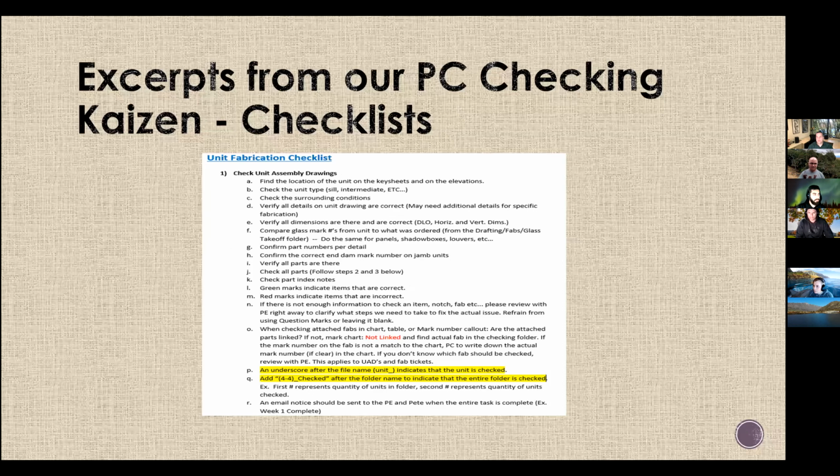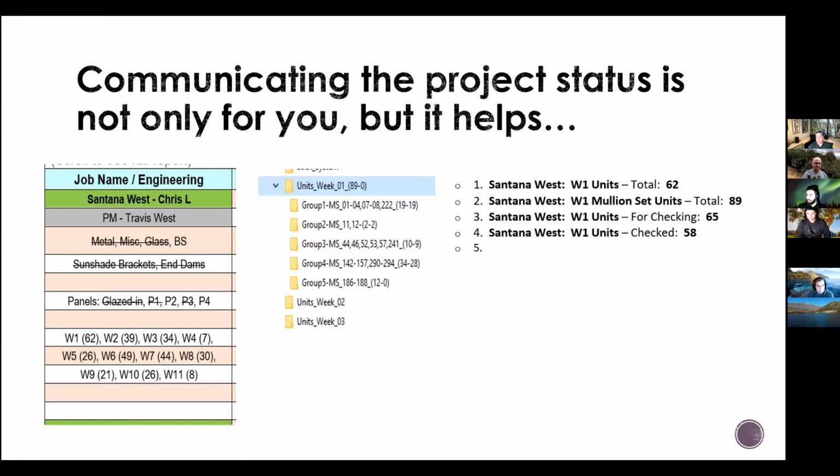So here is an excerpt from our PC checking Kaizen checklist. We met for an awfully long time developing a list of everything that we do as checkers. And so when it comes to our folder structure, one of the things that we had established is that as you finish a folder, an underscore after the file name, meaning unit underscore, indicates that that unit is checked. And then add, in parentheses, 4-4 underscore checked after the folder name to indicate that that entire folder has been checked. So communicating the project status is not only for you, it communicates to the whole team.